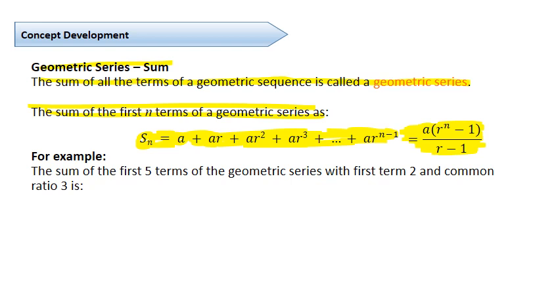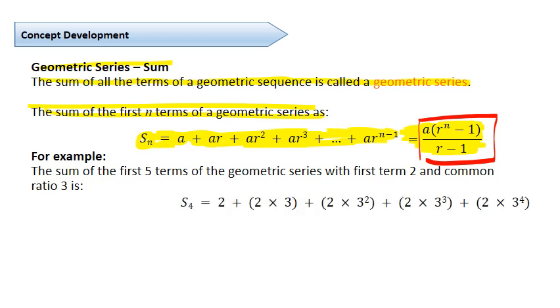I'm going to do it the long way for the sake of an example, and then I want you to go ahead and afterwards use the formula that I provided with you to verify and double check my answer. I'm going to do it the long way now. I've got the sum of the first 5 terms of a geometric series with first term 2 and common ratio 3. My first term is 2. I multiply that by 3 to get the second term, multiply that by 3 squared to get the third term, and so on and so forth until I get all of my 5 terms.